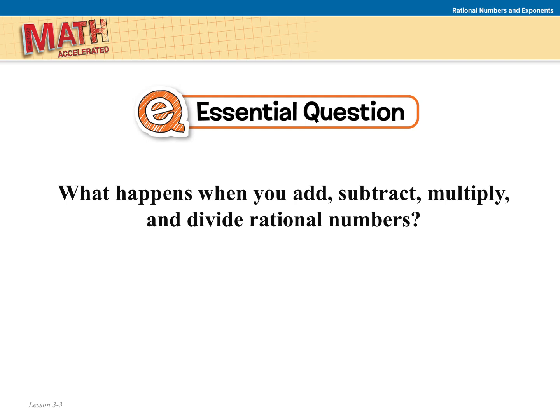Question of the chapter. What happens when you add, subtract, multiply, and divide rational numbers? You get a rational number. Again, what is a rational number?